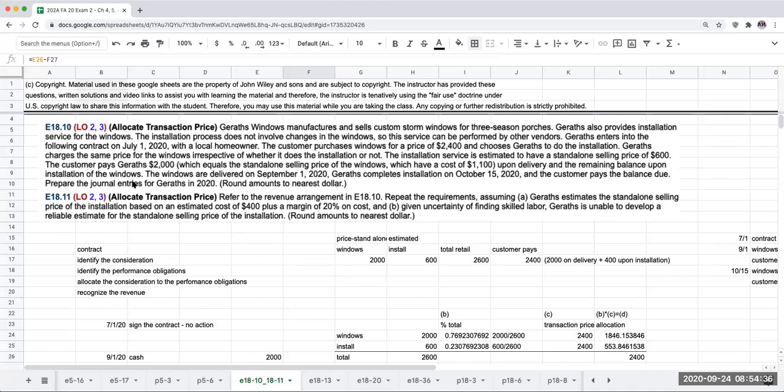Fun stuff. Okay, now exercise 18.11 is also interesting. And why is it? All these questions are interesting. I love this book, which you'll never hear me say about anything else. So refer to the revenue arrangement in exercise 18.10. Repeat the requirements, assuming that Geraths estimates that the standalone selling price of the installation is based on an estimated cost of 400 plus a margin of 20% of cost.